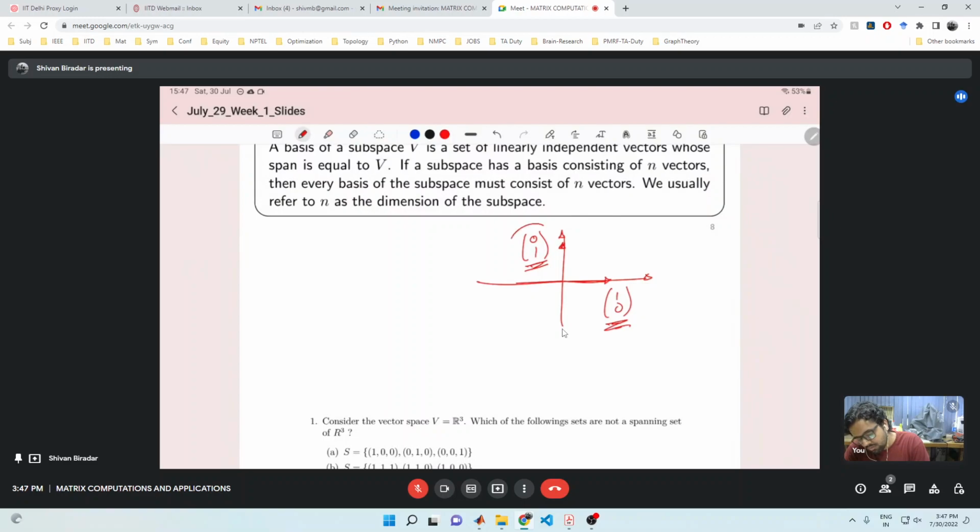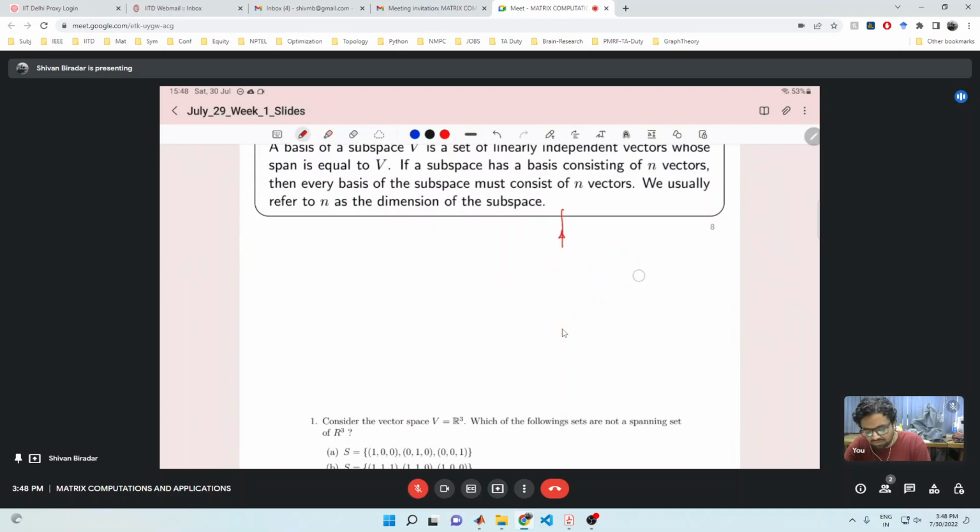There are only two vectors which are needed to span this whole space. So we say that this and this are basis of this. And remember, bases are not unique. For example, (1, 1) and a line perpendicular to this vector. These two are also the basis. This vector and this vector is also the basis. So bases are not unique.